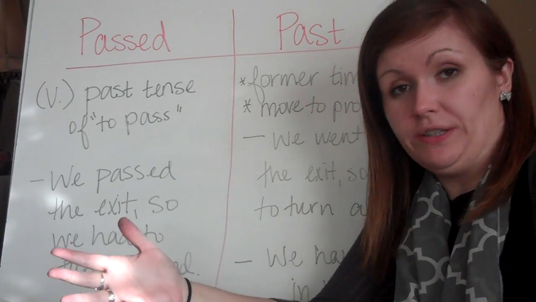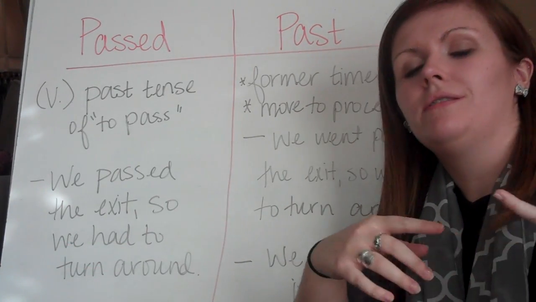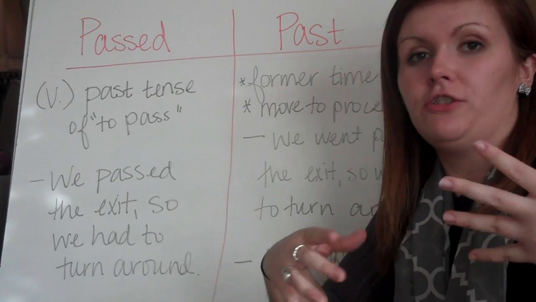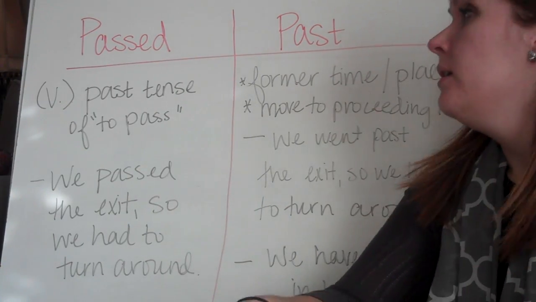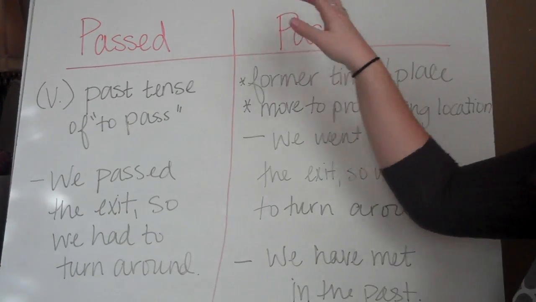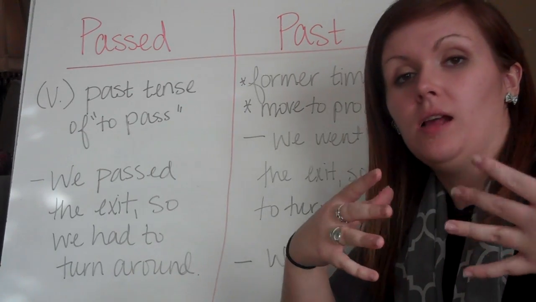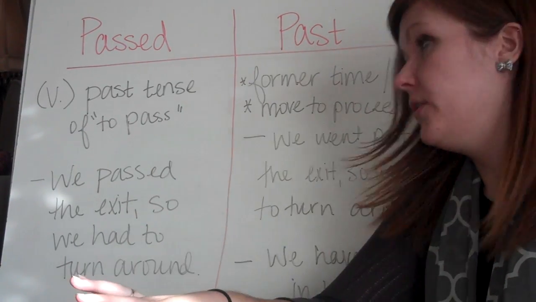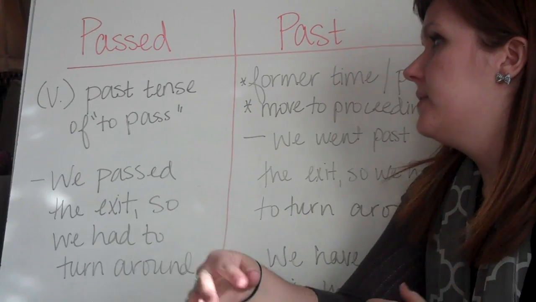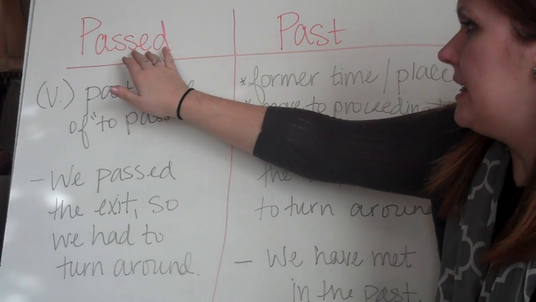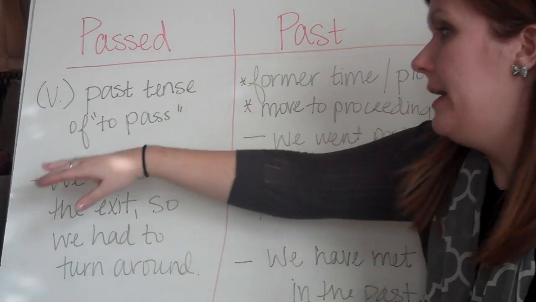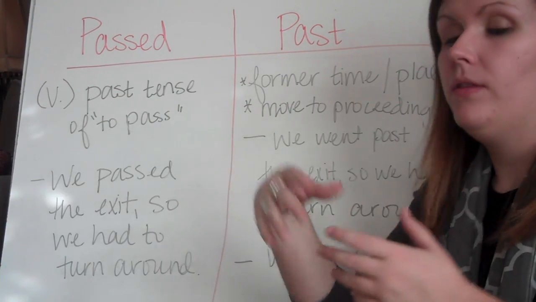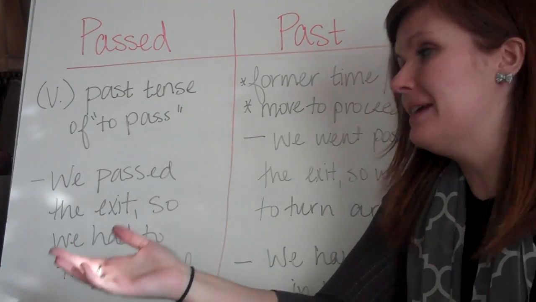Okay, so now we have three more sets of words that are commonly confused, either by the spelling or the pronunciation or just the context in general of the word. And here we have passed and past, and here we see two words that are pronounced the exact same, but they're spelled differently, and they mean two completely different things. Passed, P-A-S-S-E-D, is a verb form, and it is the past tense of the verb to pass.